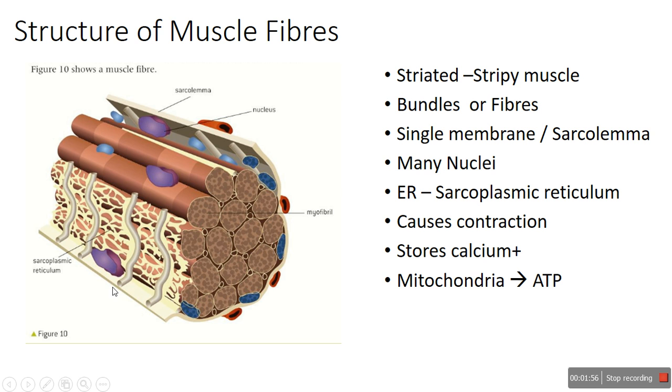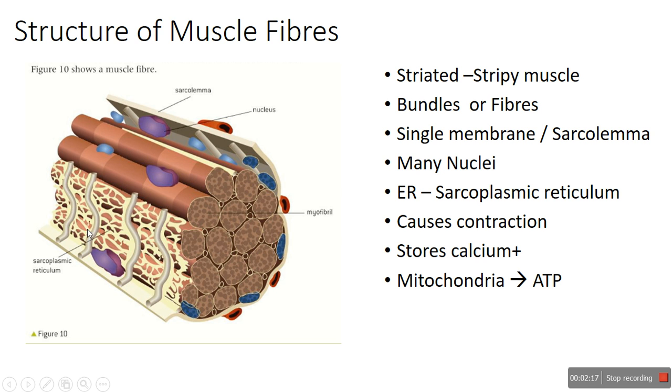So we've got this single cell membrane around it called the sarcolemma, many nuclei inside it, and each of these fibers is much, much longer than any typical cell you might find in the body. This is because embryonic muscle cells fuse together to form these muscle fibers. This happens very, very early.